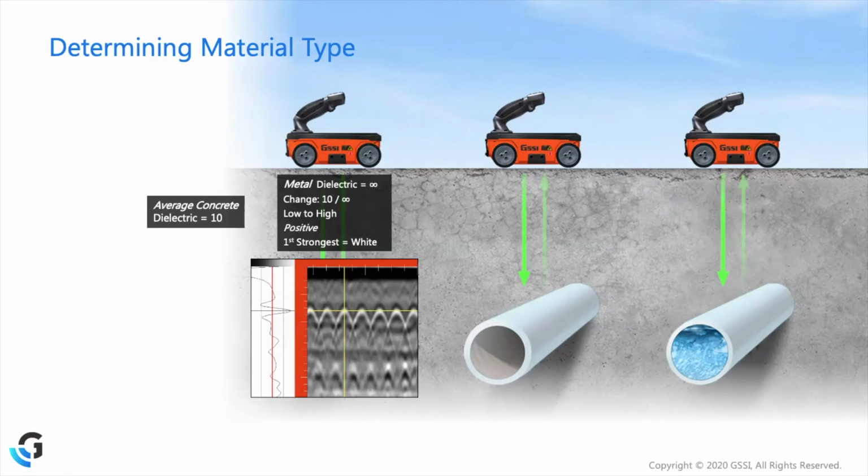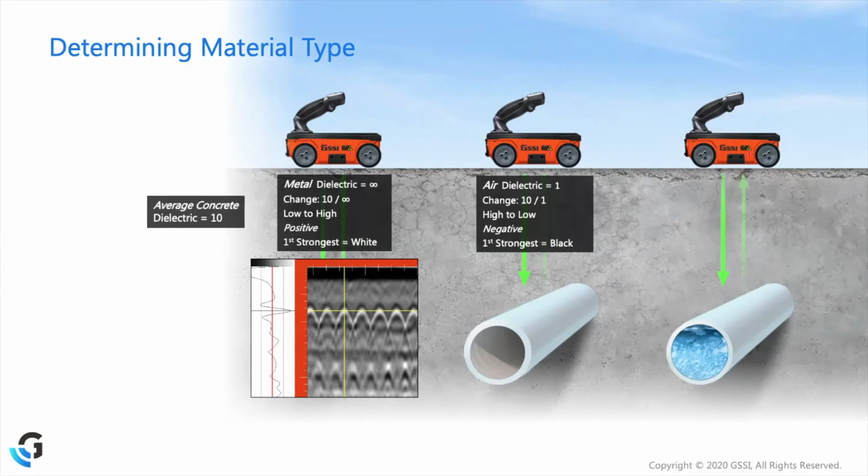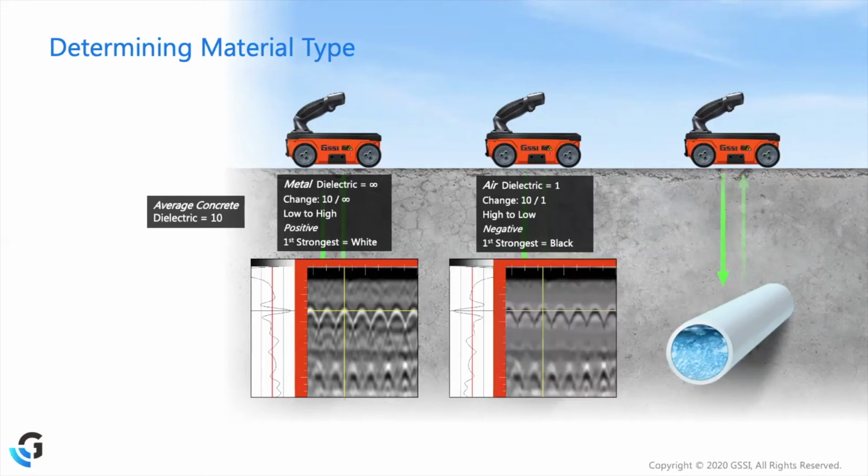Now let's say we have an air-filled PVC. So where the radar energy now is going from a higher number to a lower number, we are viewing that as a negative change, okay? So if you hadn't guessed, in this case, the first strongest color is going to be black. So in other words, the pattern of colors displayed with an air-filled PVC in this case is going to be this white, black, white pattern.